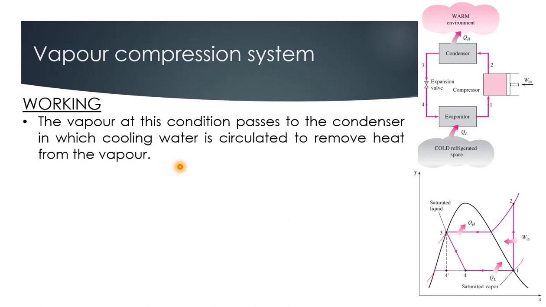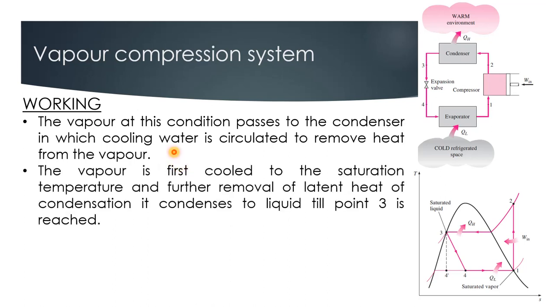Okay. And after that, the vapor is first cooled to the saturation temperature. This is the saturation curve. Okay. And after that, the further removal of latent heat of condensation, it condenses to liquid till 3 is reached. That പിന്നെയും ഹീറ്റ് റിമൂവൽ നടന്നിട്ട് 3 and that is saturated liquid state.